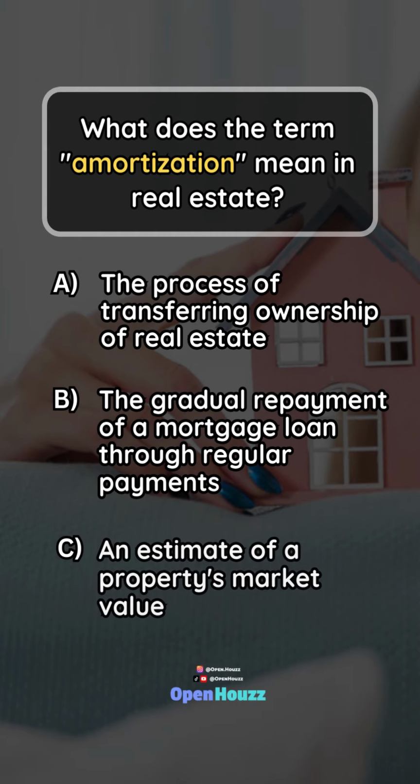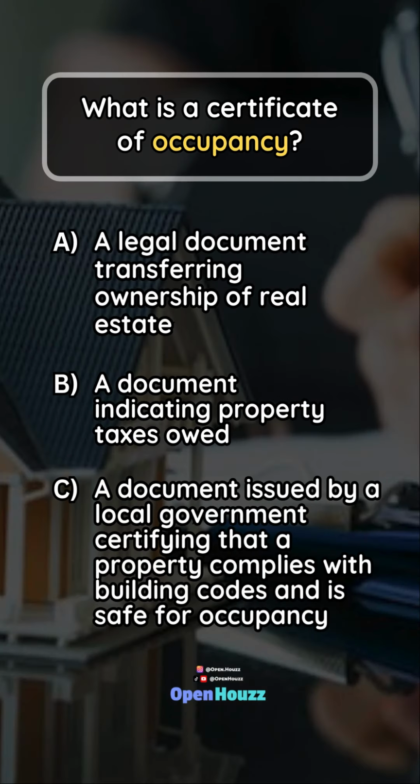What does the term amortization mean in real estate? The gradual repayment of a mortgage loan through regular payments. What is a certificate of occupancy? A document issued by a local government certifying that a property complies with building codes and is safe for occupancy.